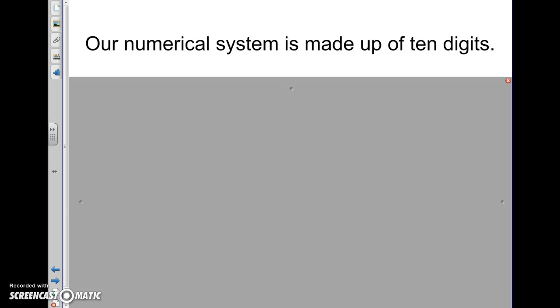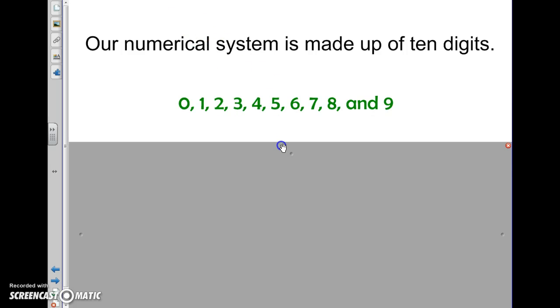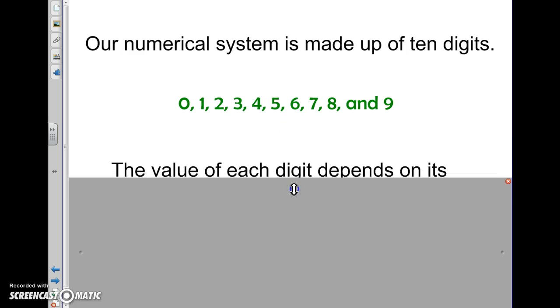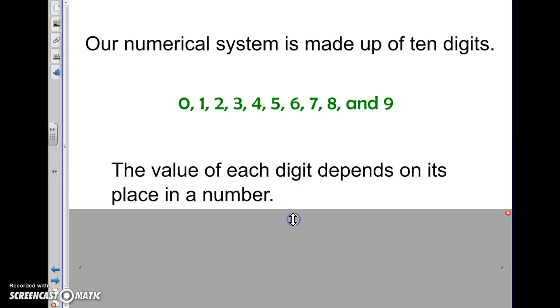Well, our numerical system is made up of 10 digits: 0, 1, 2, 3, 4, 5, 6, 7, 8, and 9. There's an infinite amount of numbers in our number system, but they're all made up of some collection of these 10 digits. The value of each digit depends on its place in a number.